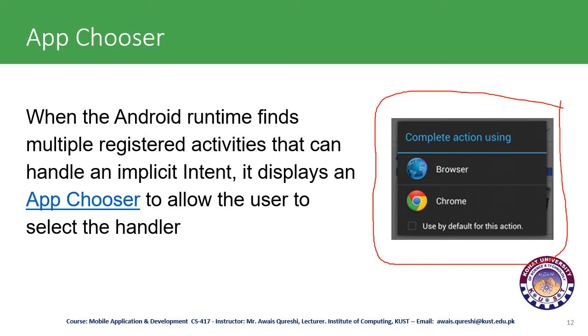So what is an app chooser? When the Android runtime finds multiple registered activities that can handle an implicit intent, it displays an app chooser to allow the user to select the handler. So this is how the system behaves with implicit intents. It does all this with the help of an app chooser.